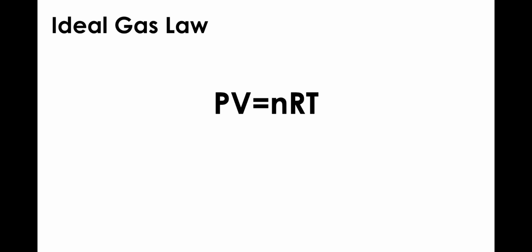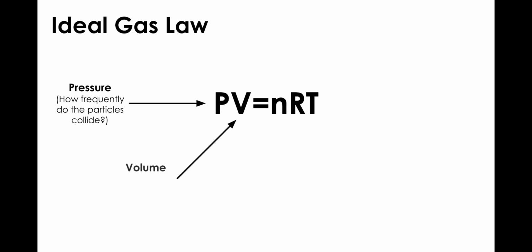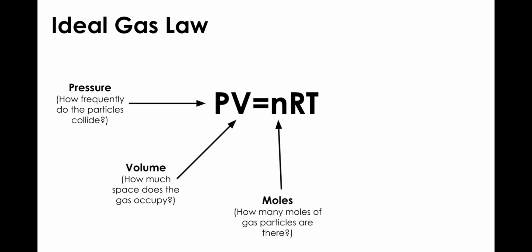But basically, I'm going to go through variable by variable. Capital P is for pressure, and pressure is going to be how frequently do the gas particles collide with each other or the edges of the container. Capital V is volume, which represents how much space the gas will occupy. Lowercase n is moles, and it tells you how many moles of gas particles there are in your sample.